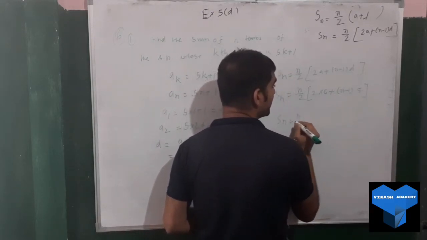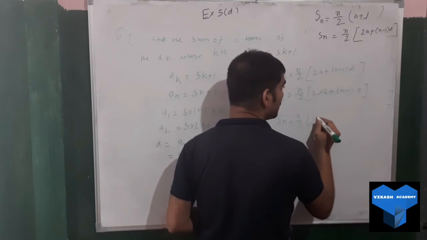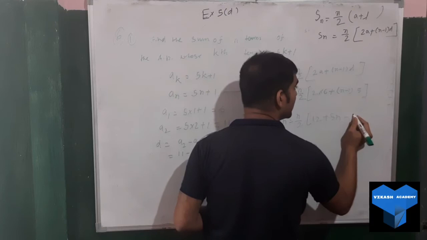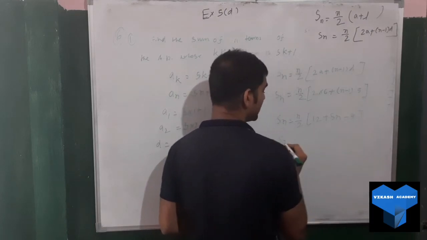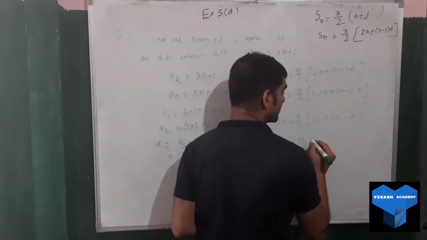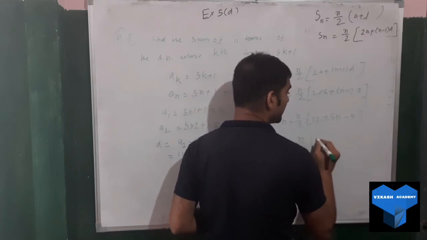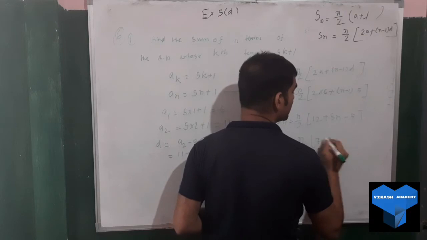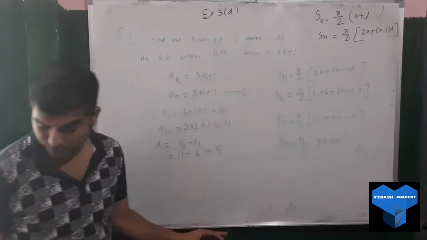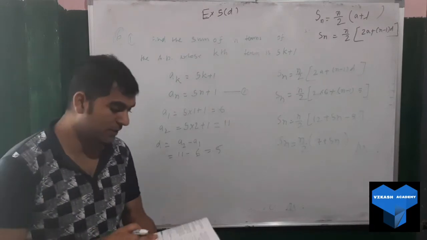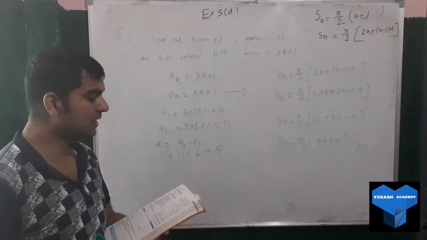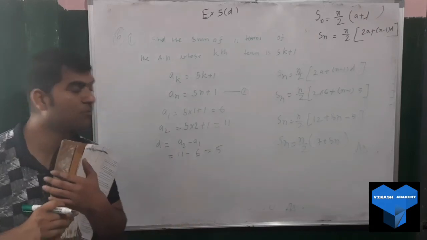Sn equals n by 2 times (12 plus 5n minus 5), since 5 into n is 5n and 5 into minus 1 is minus 5. So Sn is equal to n by 2 times (7 plus 5n). We are getting 7 plus 5n as the answer. So Sn is equal to n by 2 times (5n plus 7). This is our answer for question number 6.1. I hope you understand.